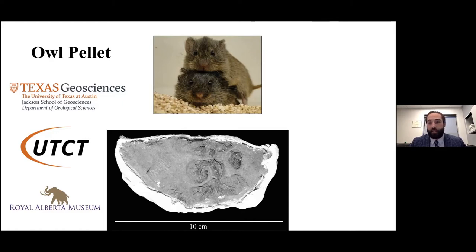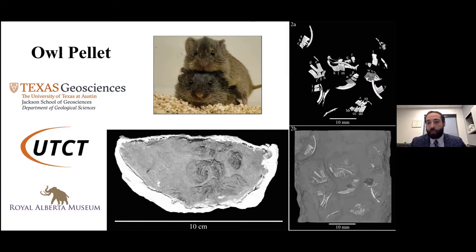So we CT scanned it. And when we did, this is what it produced. So on the lower right, that's showing you just a CT volume rendering of the portion of that photo to its left of where the fossils are. And then on top of that are all the individual teeth that were segmented out.